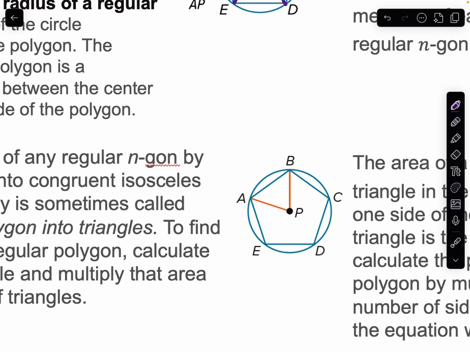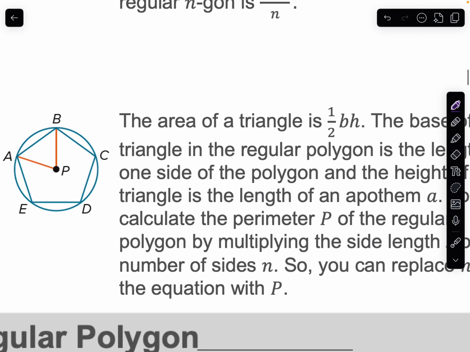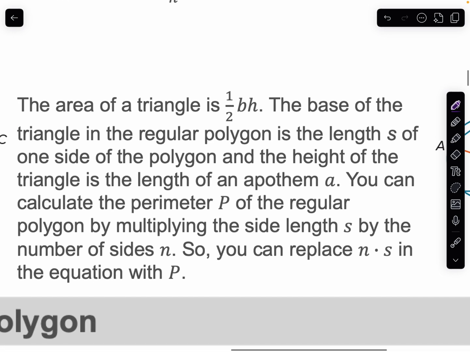So you find the area of one triangle, you multiply it by how many triangles there are. So 1/2 base times height. In this case, my base is going to be the apothem. Or my height is going to be the apothem. I said that wrong. Your base is going to be the side of your triangle.